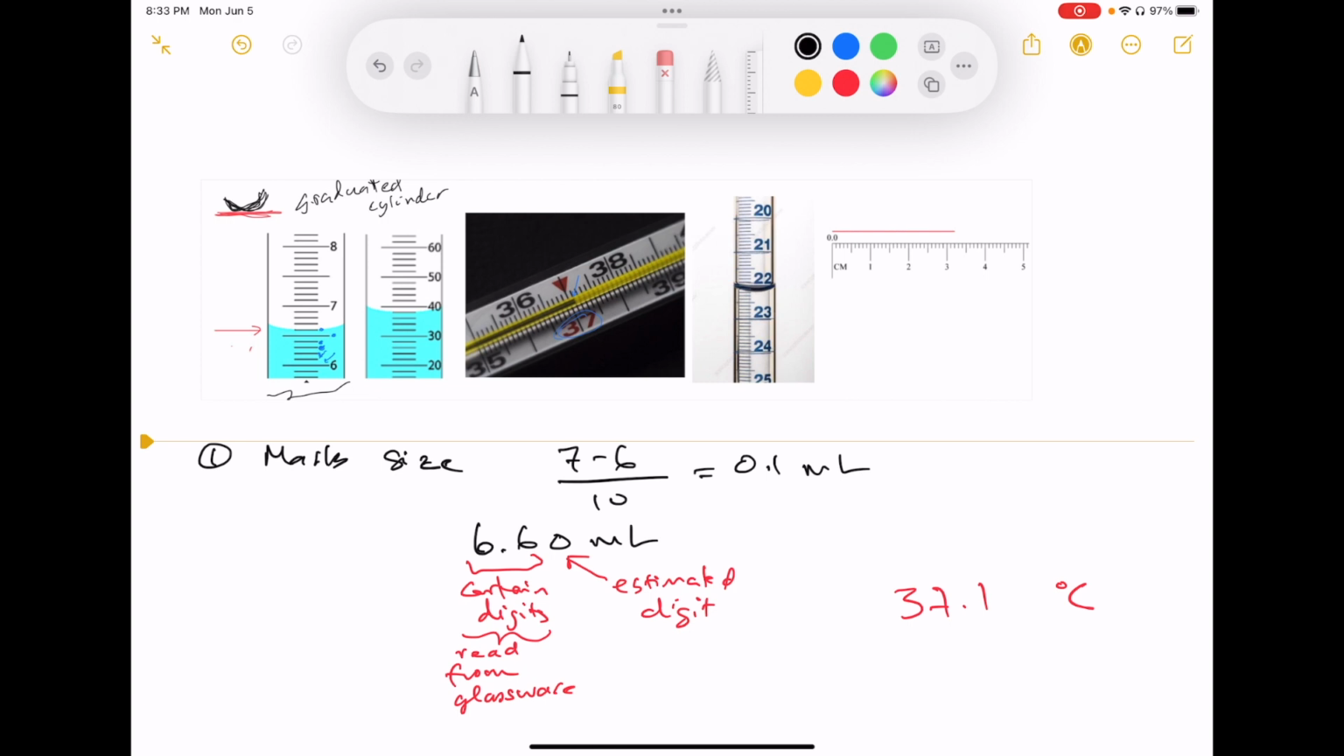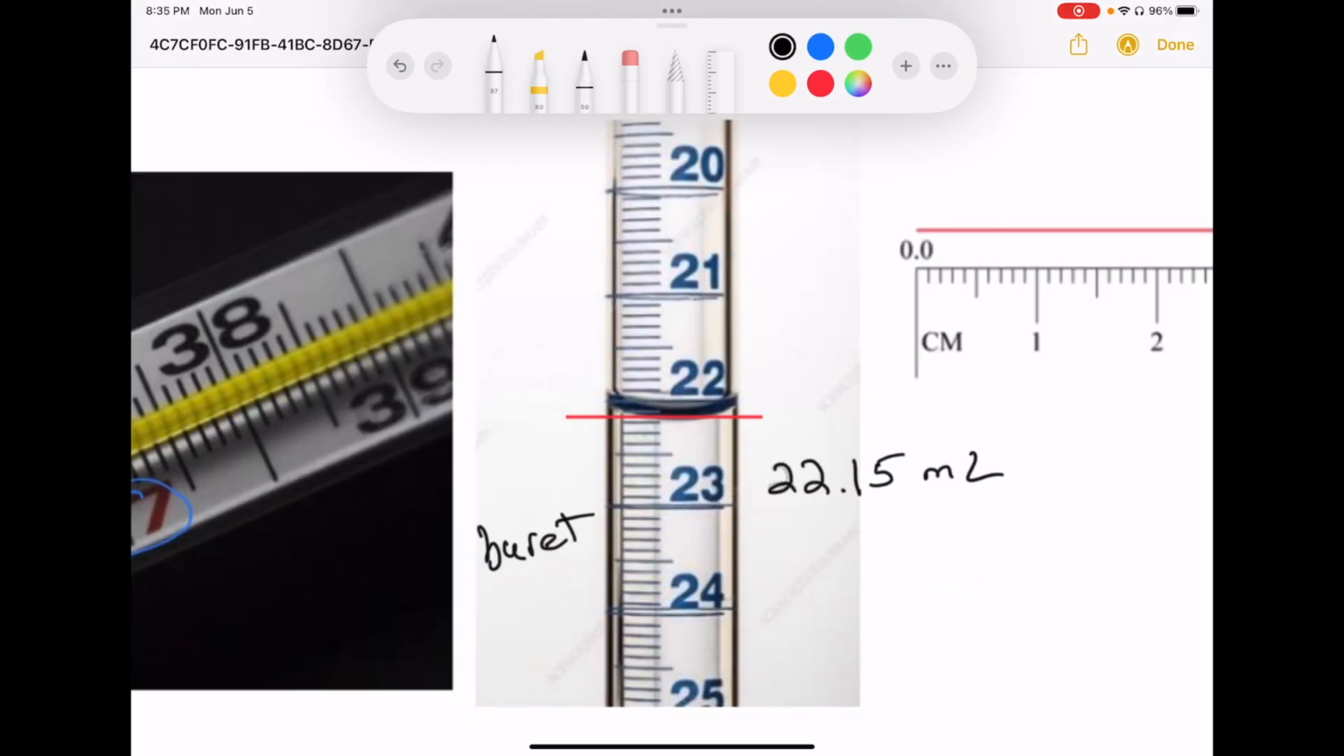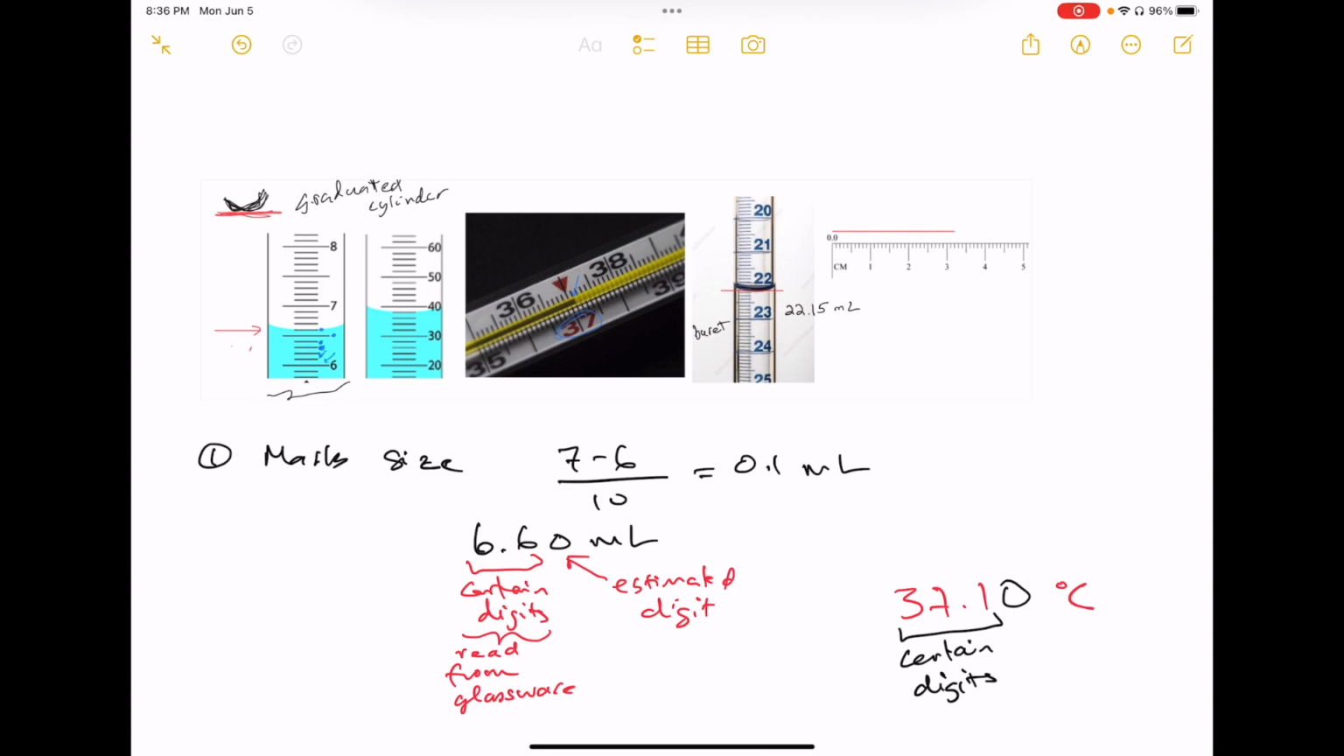Don't just write 37.1. You have to add one estimated digit. Again, these three are your certain digits, and you need one more. If you think that it ends exactly at that 0.1, then you would say the estimated digit is 0. So 37.10 degrees Celsius is the correct way of reading this thermometer. Okay, so hopefully that helps you understand how to read this analog instrument. And if you have any questions, feel free to contact me.